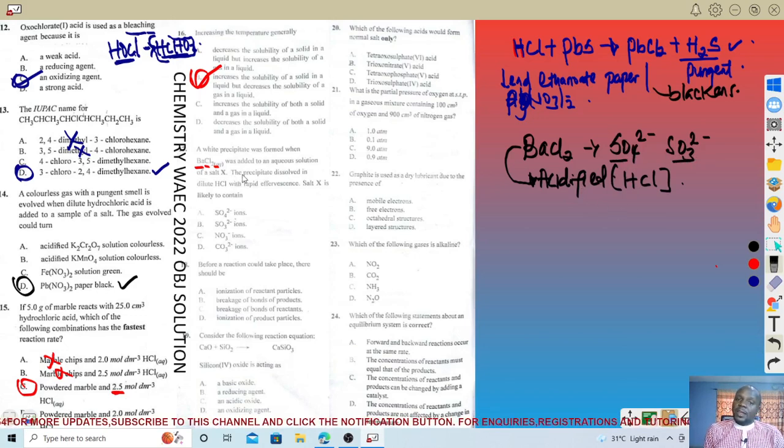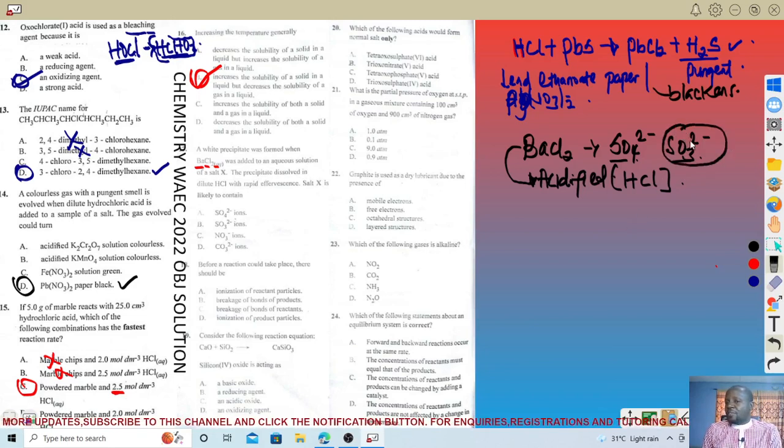So in this case, you can see barium chloride was added to an aqueous solution of X. X is either this one or this one. Now the precipitate dissolved in dilute acid. If it dissolved, it is this one.